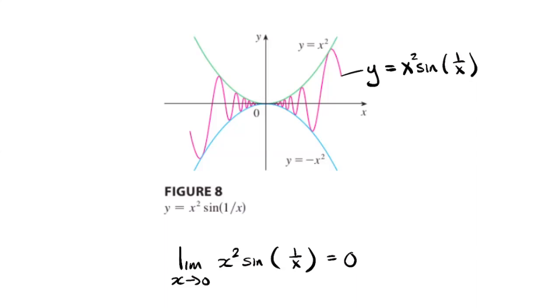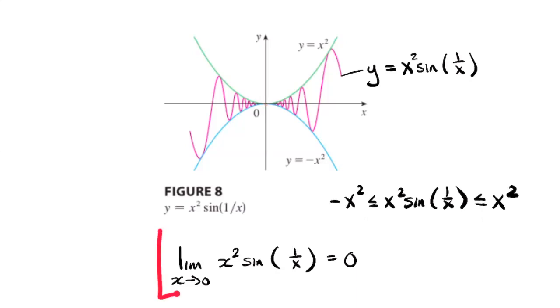Our inequalities that we wrote above, I think I'm going to write them down here again. Minus x squared is less than or equal to x squared times the sine of 1 over x, which is less than or equal to x squared. You can see those inequalities in this picture. That pink curve that's oscillating is bounded between the blue parabola, that's the minus x squared, and the green parabola, that's the x squared. Those parabolas have the same limit. They're both going to 0 as x goes to 0. So the squeeze theorem says that's what happens to x squared times sine of 1 over x.